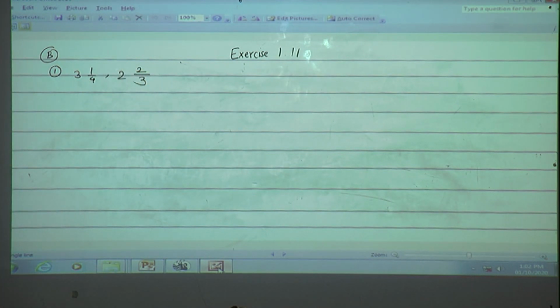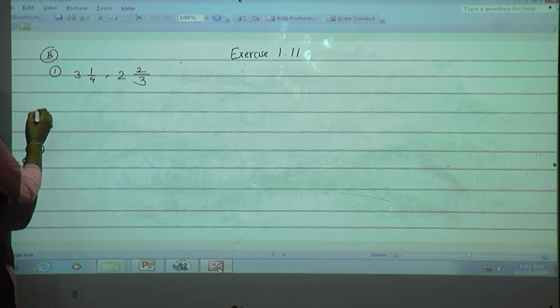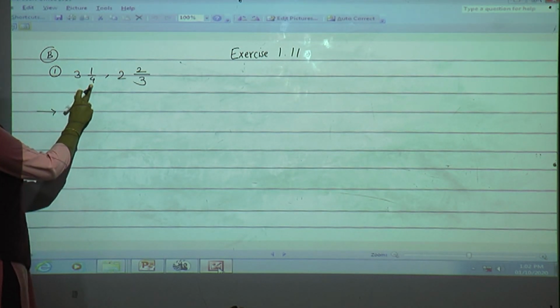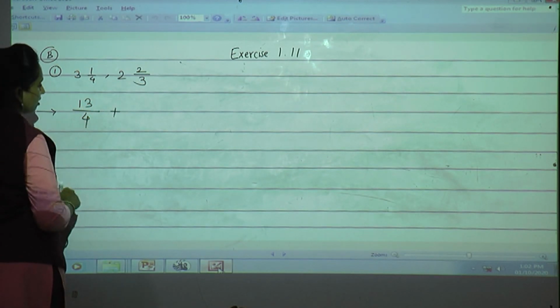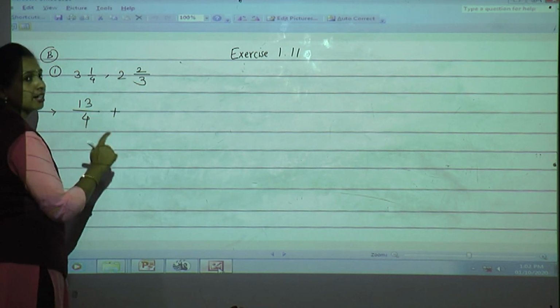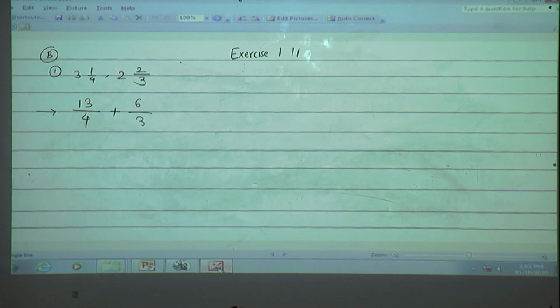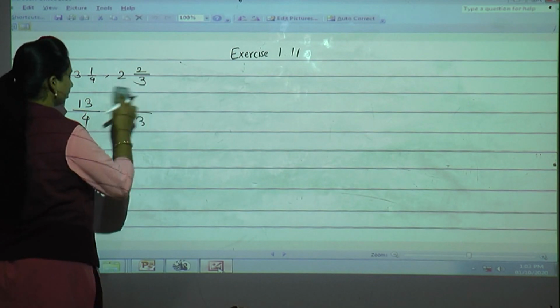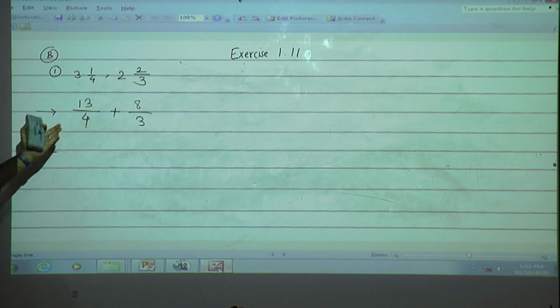Now see, there are two mixed fractions they have given. First, we have to convert the mixed fractions into improper fractions. Now do you remember how to do it? 3 4s are 12, 12 plus 1, 13, 13 divided by 4. Addition is there, so I will give the addition symbol. 2 3s are 6, 6 plus 2, 8, 8 divided by 3, isn't it? Now what we have to do? Now see, denominators are not the same, so we have to find out the LCM.